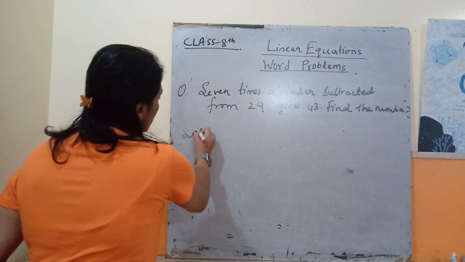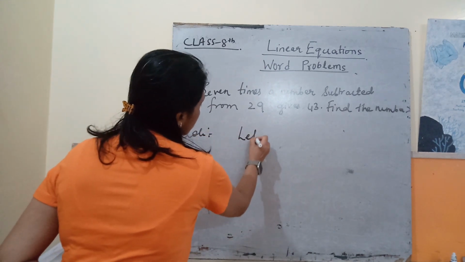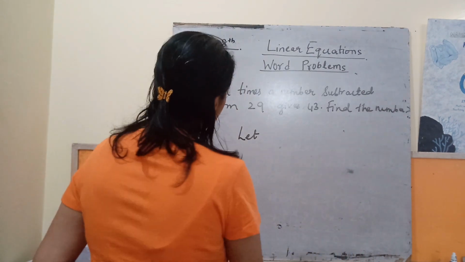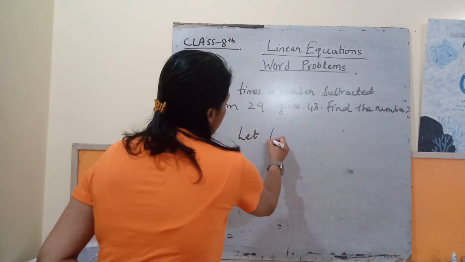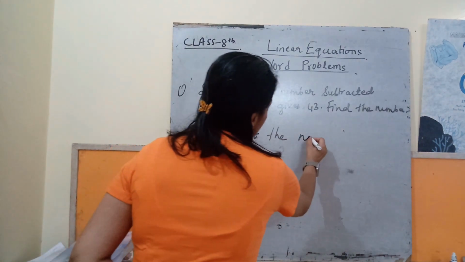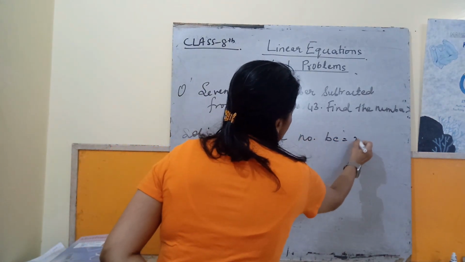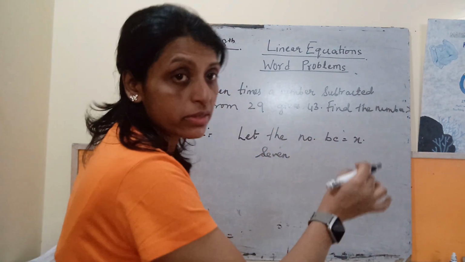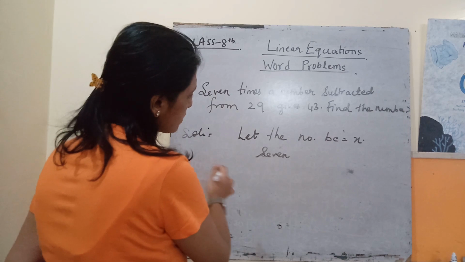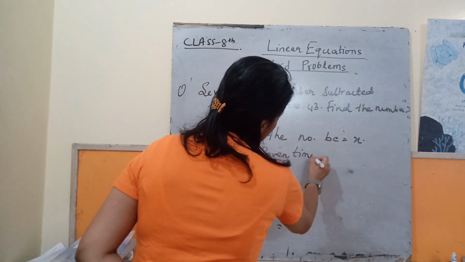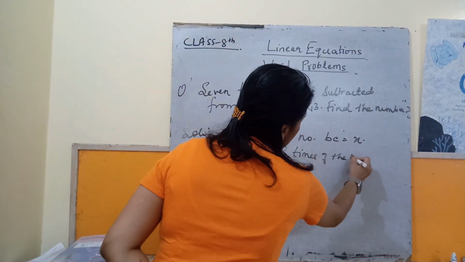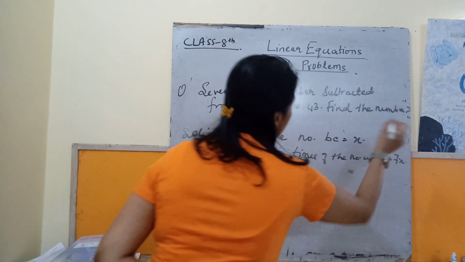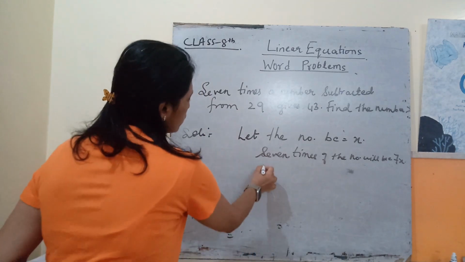So, because we don't know that number, we will consider it as x. You can take any variable of your choice. So let the number be x. Okay, one by one, each and every step I am telling you here. 7 times of the number will be 7x. Okay, now what is the question given?